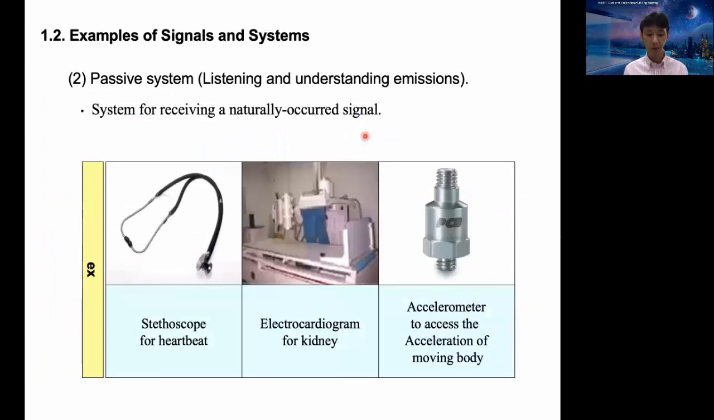What about a passive system? It vibrates by itself, and we listen to how it vibrates, right? So that's a passive system. A stethoscope for heartbeat, or an electrocardiogram, and an accelerometer to assess the acceleration of a moving body. For example, you have a machine with a motor inside, and you just hear how it vibrates. The system acts by itself, and you're just collecting the vibration noise using the accelerometer without any external source of energy.